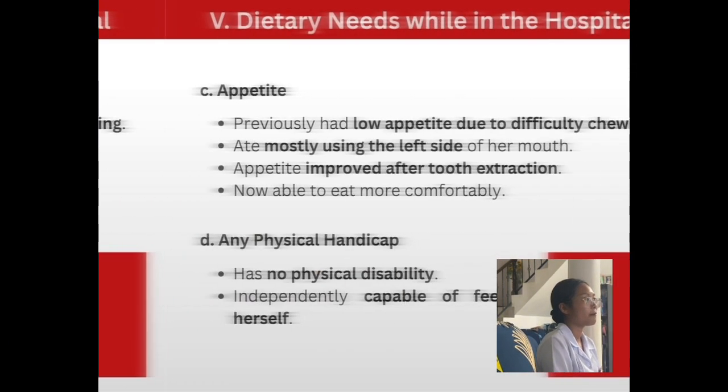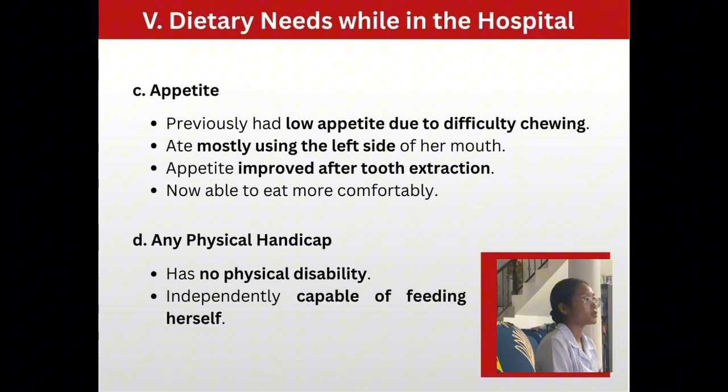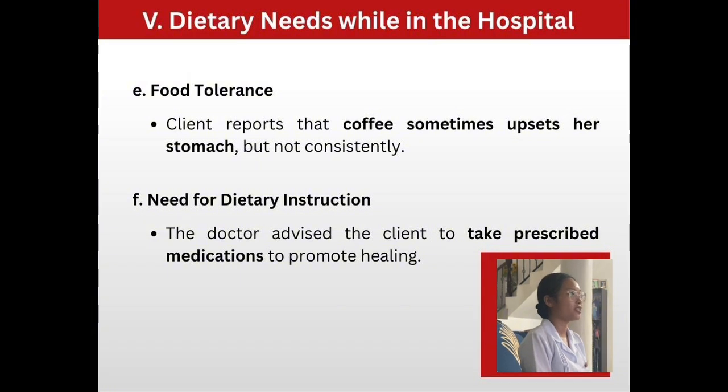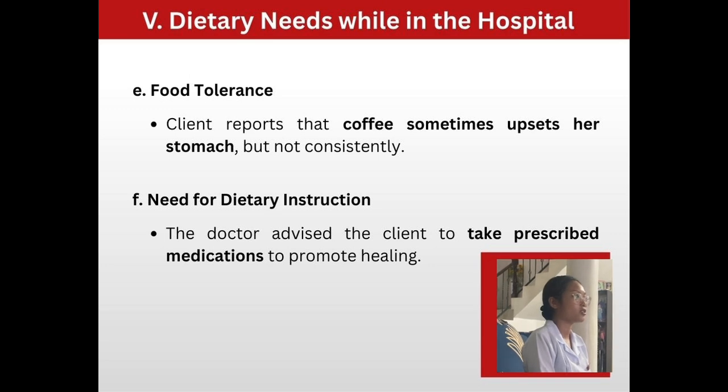So for the client's appetite, so her appetite was low before the extraction due to difficulty of chewing, but it has improved since the procedure. So next, a physical handicap. So the client has no physical limitations and can feed herself independently. So for the food tolerance, the coffee sometimes upsets her stomach but not always. And lastly, for the need for dietary instruction. So she was advised to take her prescribed medications consistently to support healing.